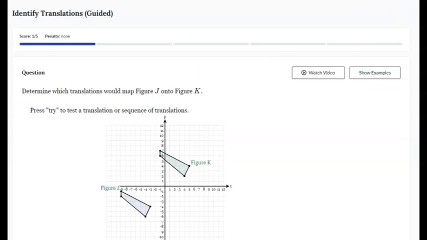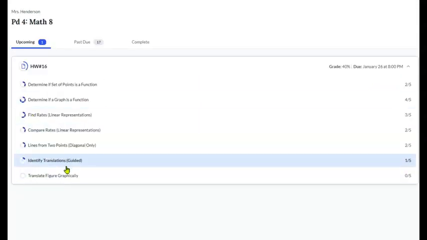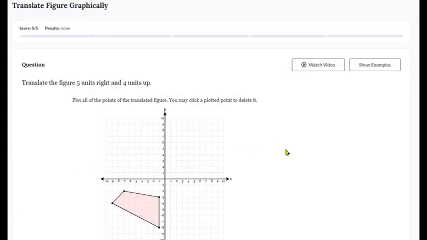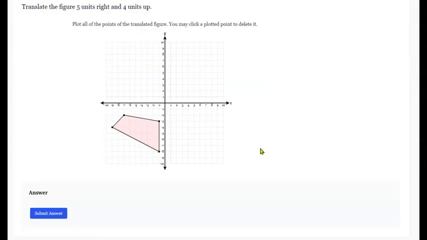All right. For the last topic in the homework, you don't get to try it before you click submit. You actually just have to plot it yourself. So read carefully which way to move the points. And you're going to move all of the corner points. So you're going to have to make 4 plotted points.